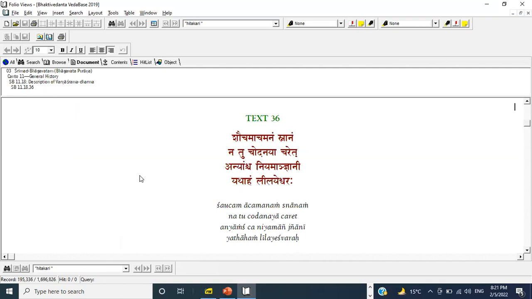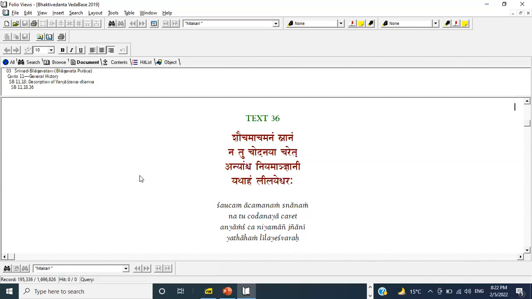So there's just one verb here, charet, which is again in the vidhi parapada 1.1, that's the kriya. Because this whole chapter is about vidhi, it's natural that vidhi is coming up again. In this case, the karta is the jnani, I think. And then there's karyis: shocham, achamanam, snanam, these are all in 2.1, these are all karyis. And anyangscha niyamam is also karyi, that's in 2.3.